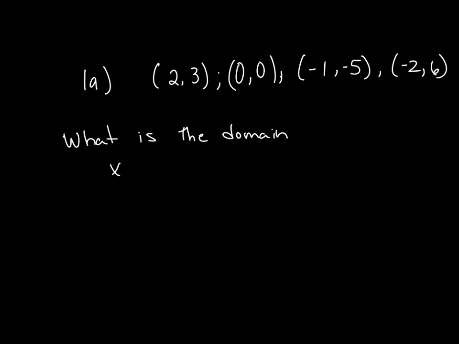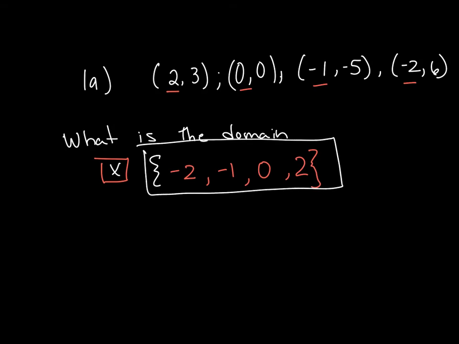The domain is just a list of x values. So that list, all of the x values, you want to go from smallest to largest. So let's first make the list. So the x values are just 2, 0, negative 1, and negative 2. So you always want to go from the smallest one. The smallest one in this case would be negative 2. The next largest would be negative 1, then 0, and then 2. So when I ask what is the domain, this will be the final answer. They're just asking you for that list of x values.